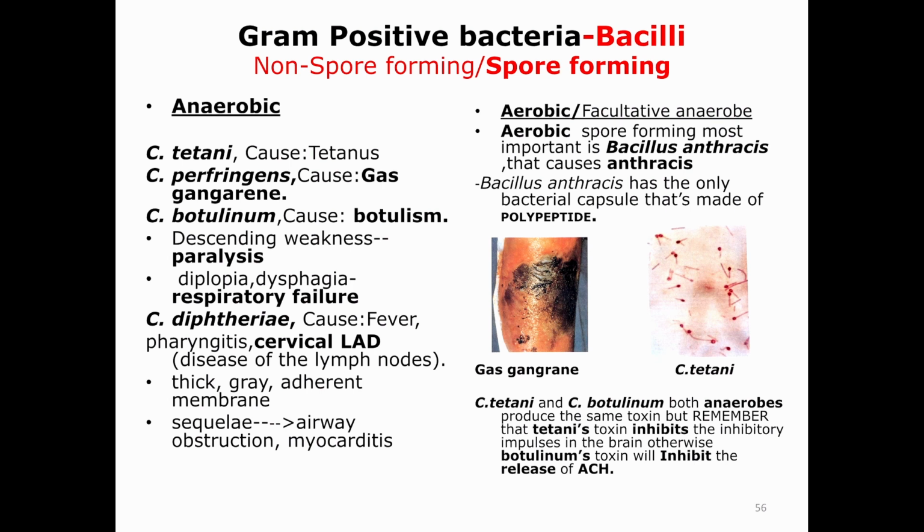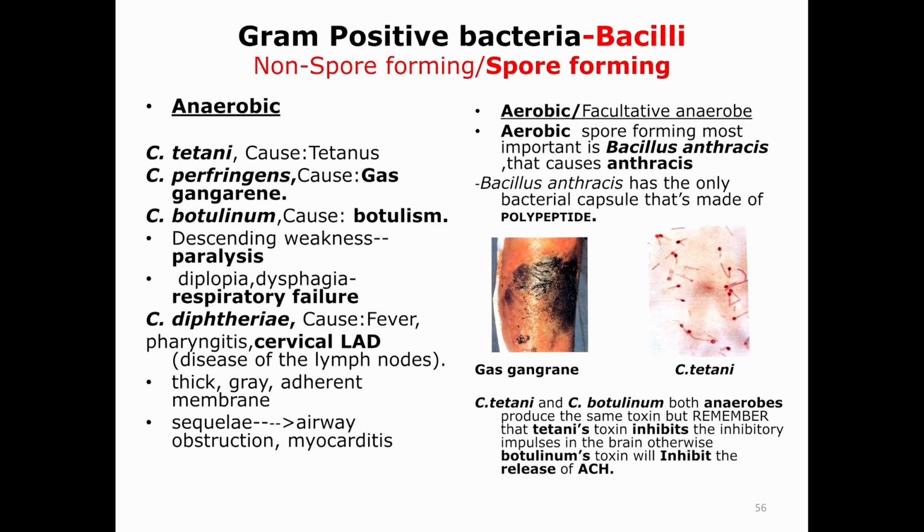And so these are some of the images of a patient having gas gangrene. As you can see, it has made the skin darkened, as well as the subcutaneous tissue darkened. Then on your right, you can see the shape of the Clostridium tetani.